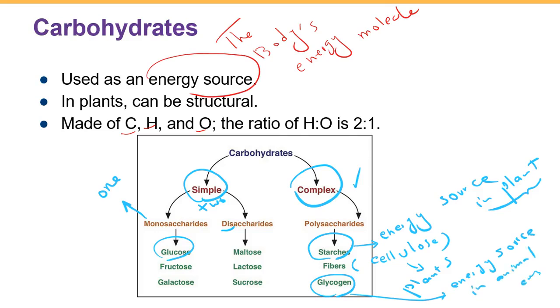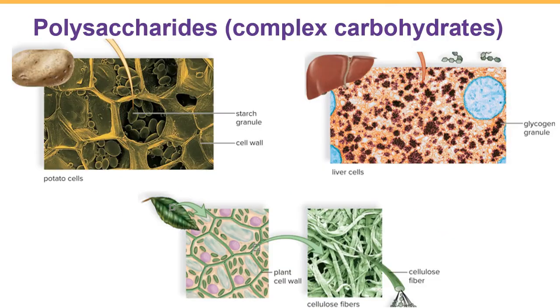Okay, so let's review it one more time. We have simple carbohydrate and complex carbohydrate. Simple carbohydrates include monosaccharide, one sugar unit, and disaccharide, two sugar units, with the best examples being glucose, lactose, and sucrose. Complex carbohydrate, or polysaccharide, can be of these types: starch, fibers, glycogen. In this picture, you can see the polysaccharide, the complex carbohydrate.